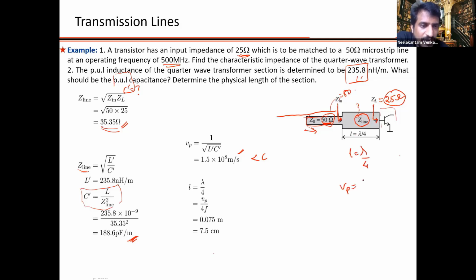My VP is F times lambda. F is given as 500 megahertz. So I can figure out my lambda, so I can figure out my lambda by 4. So this is going to be VP over 4F, which is 7.5 centimeters long.